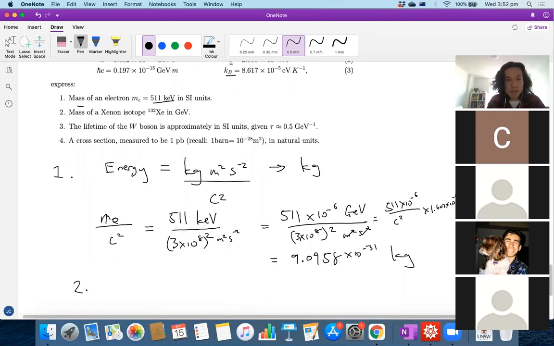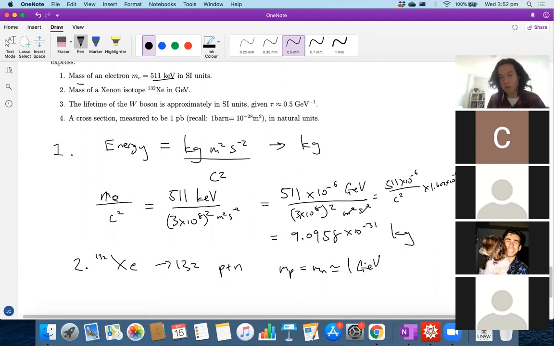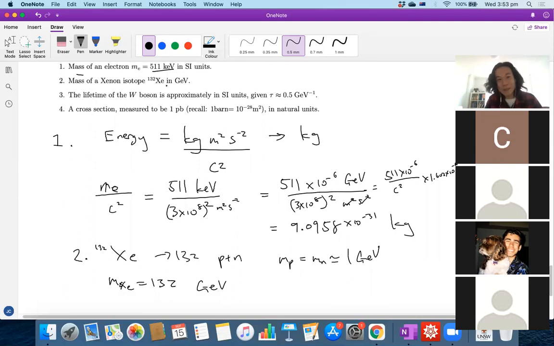All right, 2, mass of the xenon isotope. So Xe of 132 tells me there are 132 protons and neutrons. Protons and neutrons are slightly different in mass, but in the scheme of things in particle physics, they're close enough. They're both approximately 1 GeV. Neutrons are slightly heavier, but protons are close enough, so we just call them all 1 GeV. So the mass of xenon is 132 GeV in natural units. That's why natural units are useful, because you can just sub it in.